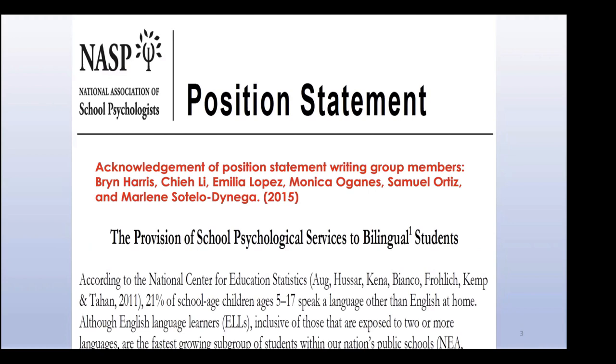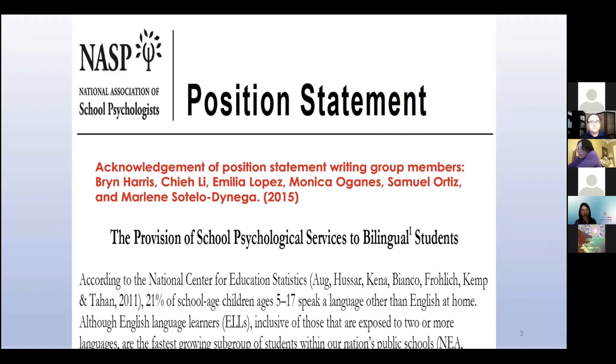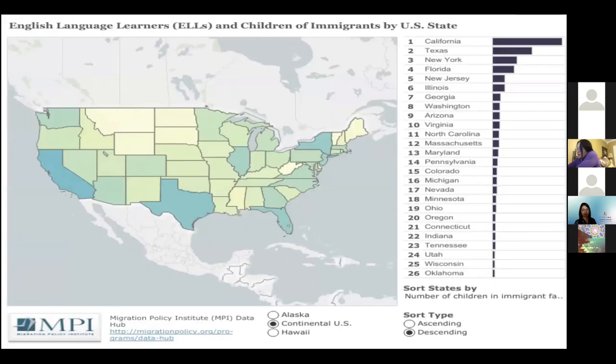Before we move forward, I wanted to bring to your attention that back in 2015, with a number of colleagues, we developed this position statement from NASP, the provision of school psychological services to bilingual students. If you haven't read it, please go to the NASP website, or Google it, and download it and read it. It's a short, succinct document, but we give you a platform as to what we need to engage in order to provide non-discriminatory work in working with bilingual students.